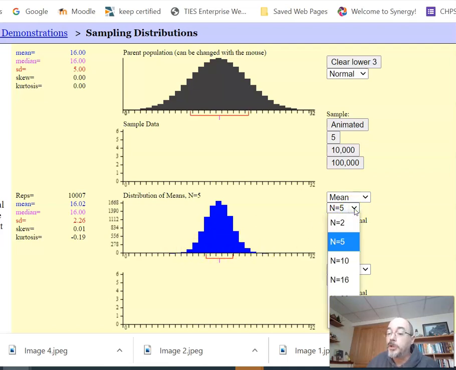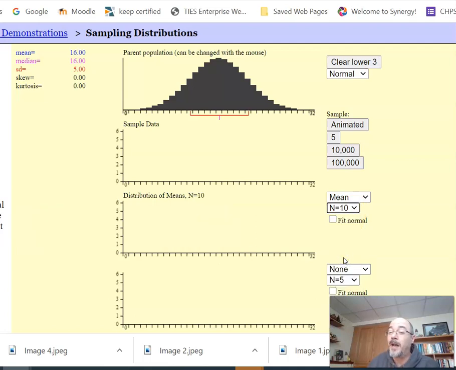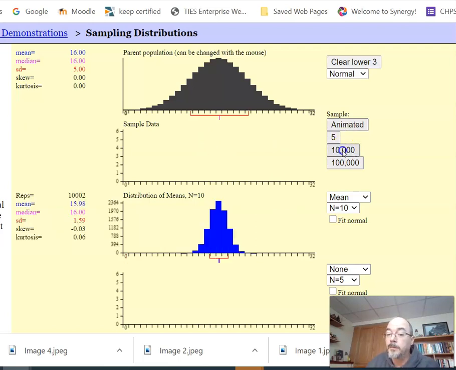Now, I'm going to change the sample size. Let's say we pick 10 students instead of 5 students. Again, I would animate. Now it's picking 10 students. It's going to drop in the mean, then 10 more students. Now here's 10,000. Look at how much closer the tails have been drawn in. Bigger sample size, less spread out.